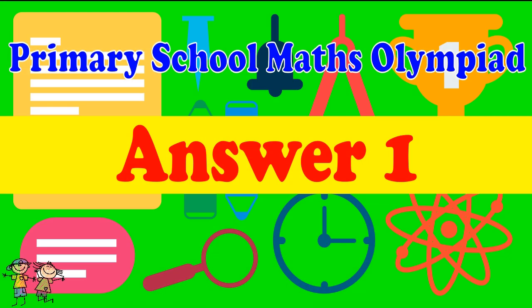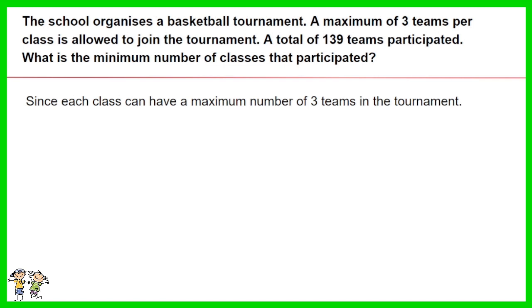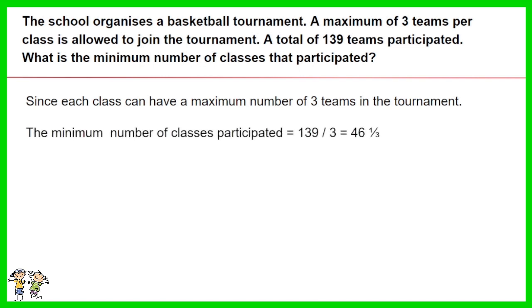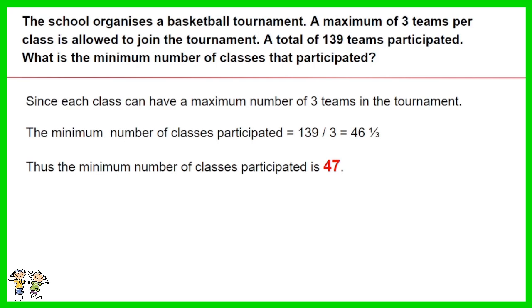Answer for question 1. Since each class can have a maximum number of 3 teams in the tournament, the minimum number of classes participated is 139 divided by 3, which is 46 1/3. Thus the minimum number of classes participated is 47.